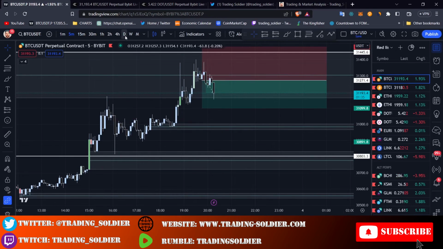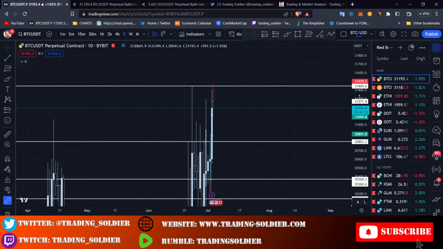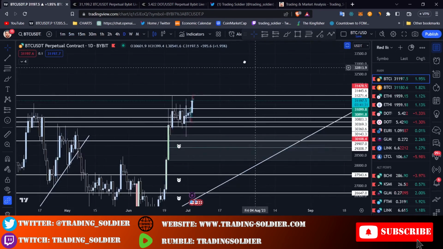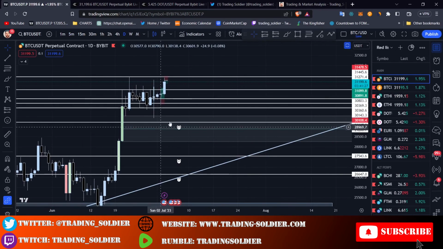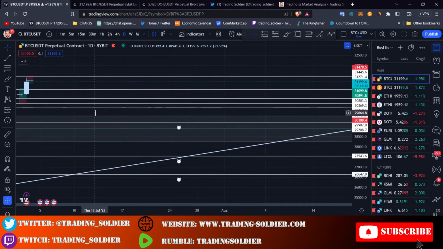So if we go to the 1 day time frame, the order blocks that I printed here, for example this bullish order block, are very likely to hold the price. This bullish order block here at $29,500 is very likely, and indeed is holding the price.